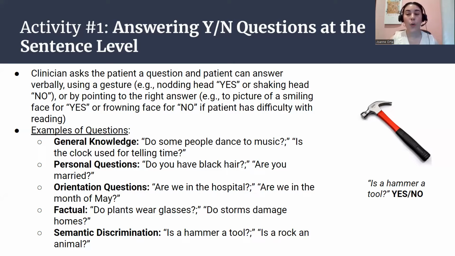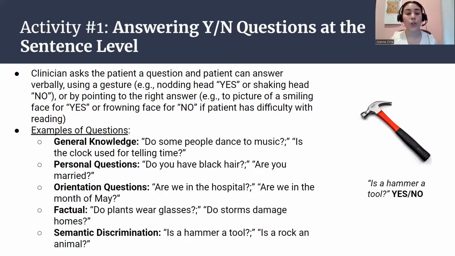Now, some examples of questions in different topics include those for general knowledge. For example, do some people dance to music? And we would wait for the patient to answer yes or no, again, using either verbal output, gestures, or by pointing. We can ask personal questions like, do you have black hair or are you married? And of course, we would know the answers to these questions, so we would know if the responses are correct or not. Orientation questions include, are we in the hospital or are we in the month of May?